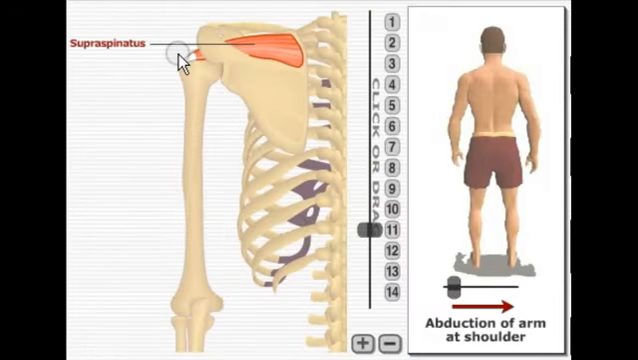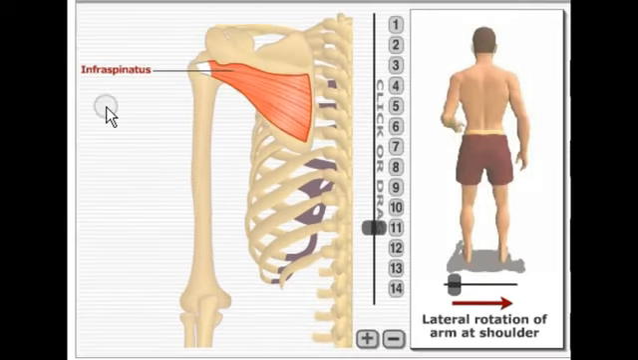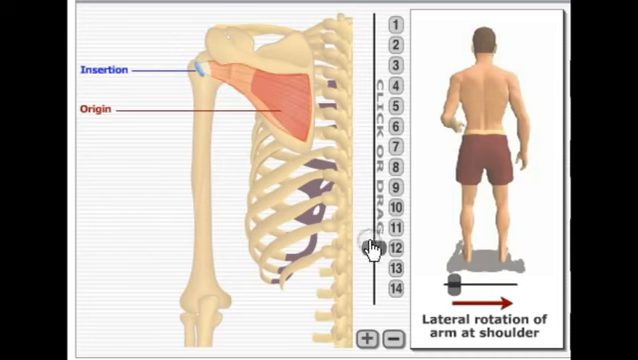Here we're looking at the supraspinatus. It originates on the supraspinatus fossa of the scapula and inserts on the greater tubercle of the humerus. The action it performs is abduction of the arm at the shoulder. Next is infraspinatus. It's going to originate in the infraspinatus fossa of the scapula and insert on the greater tubercle of the humerus. The action it performs is laterally rotates the arm at the shoulder.